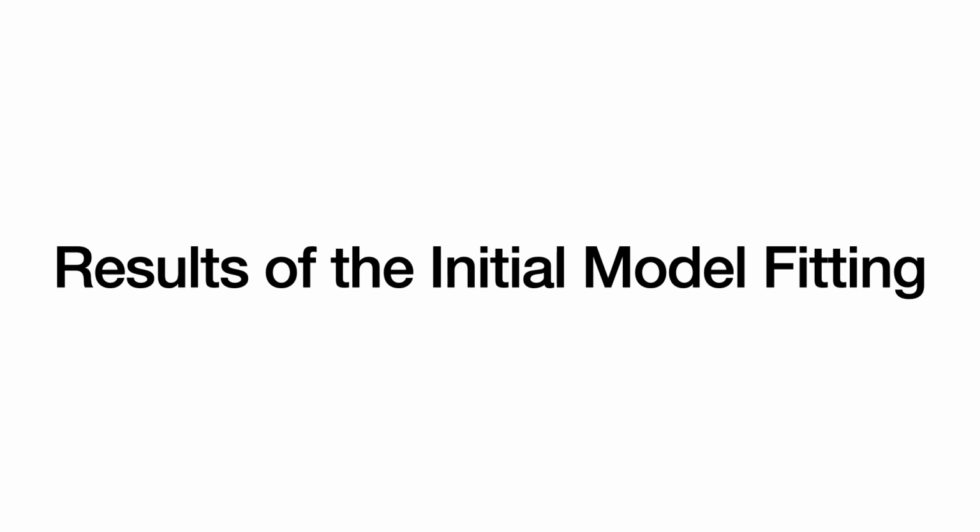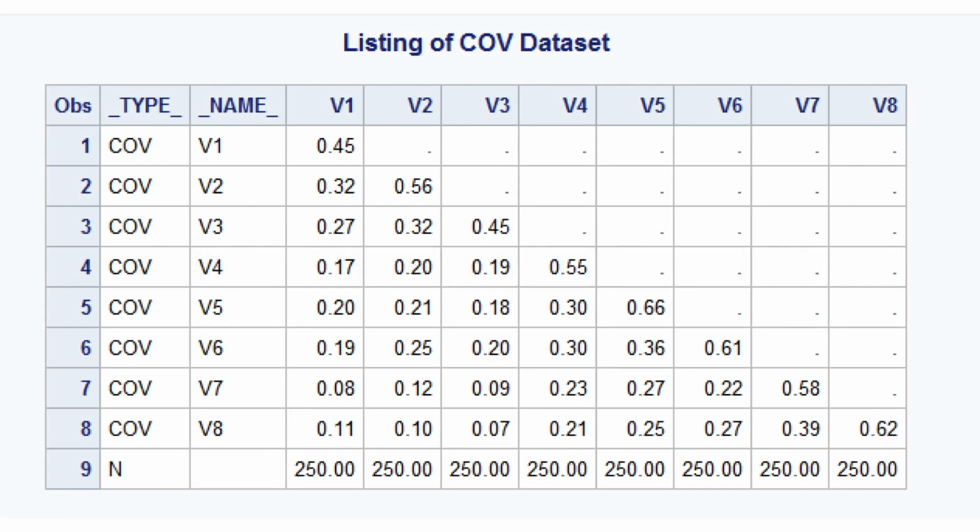All right, now let's look at the results of the initial model fitting. And so as a first step, what I've done is print out the COV data set so that I can verify that it was input correctly. And I can compare this to the slide that I constructed previously, and we can make sure that all of those covariances and the sample sizes are as they should be.